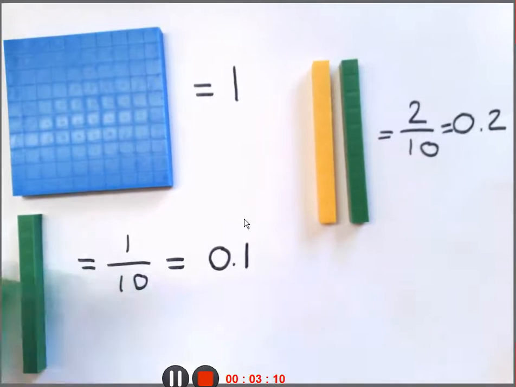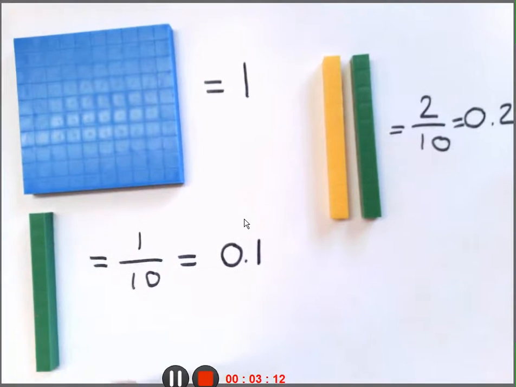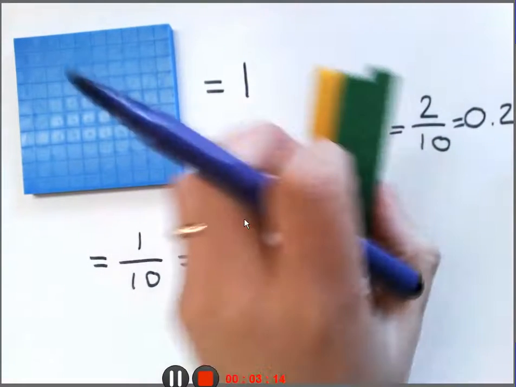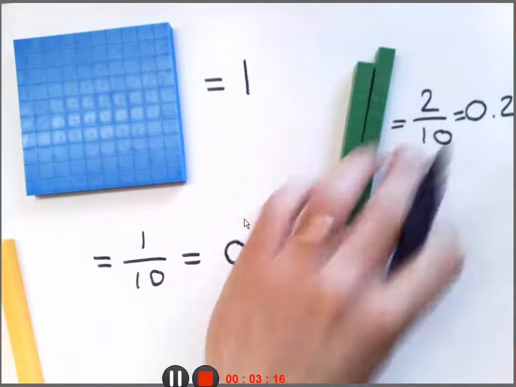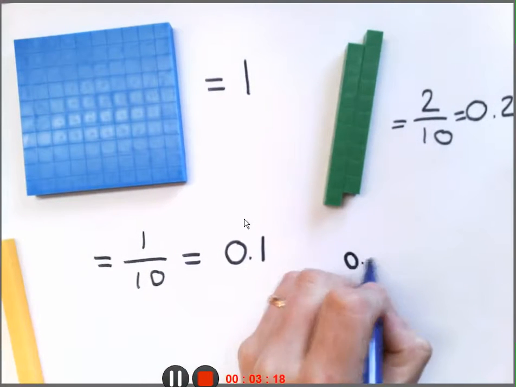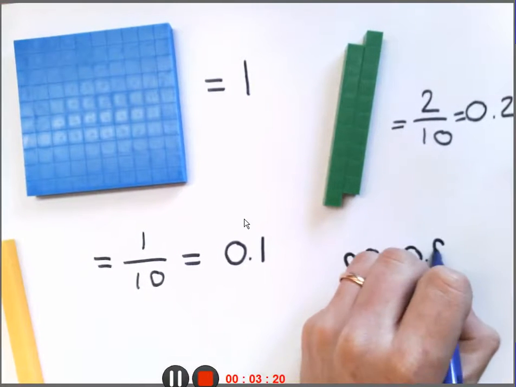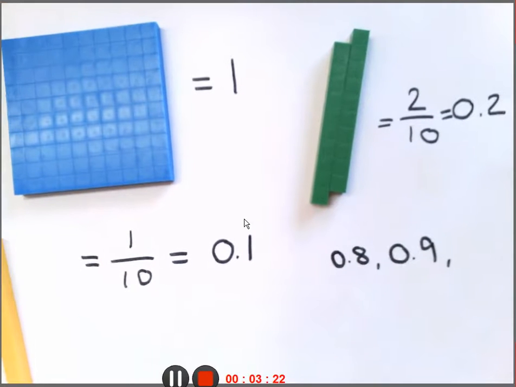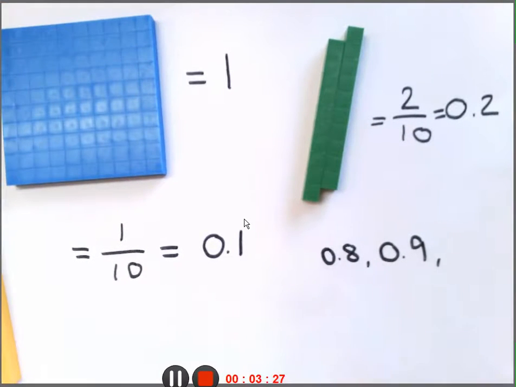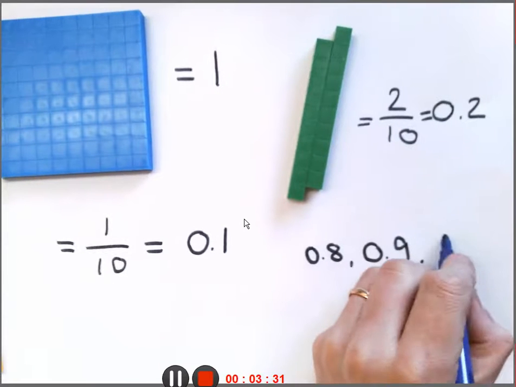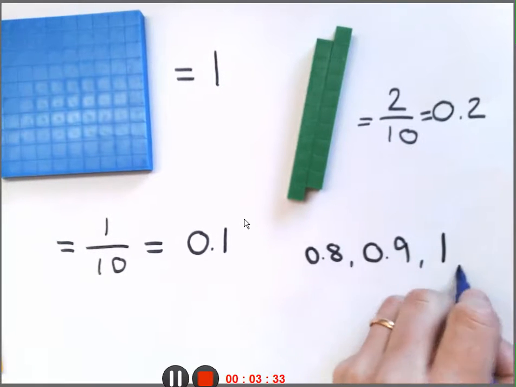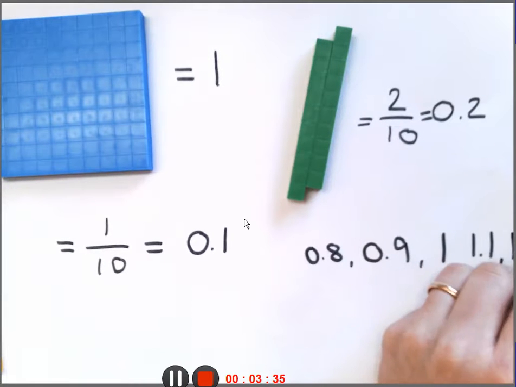We've got 3/10, 4/10, 5/10, 6/10, 7/10, 8/10, 9/10, and then the tricky part comes along. When we've got 8/10, then 9/10, our natural instinct wants us to say 10/10. Well, at this point we then need to exchange the 10/10 for 1 whole, and we have 1. And then we go on to 1.1 and 1.2.